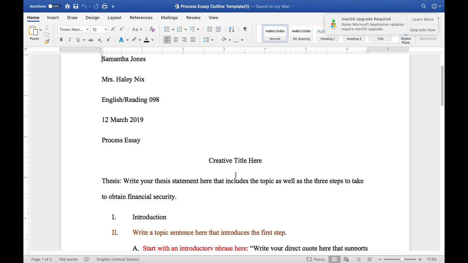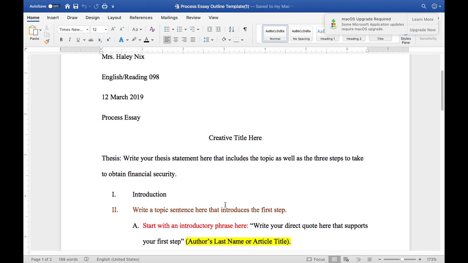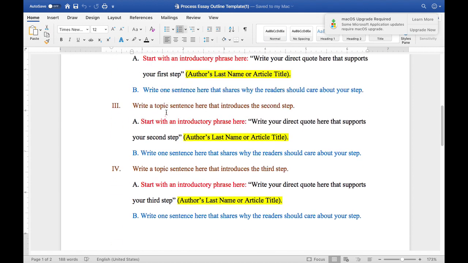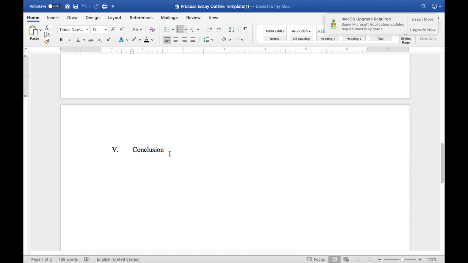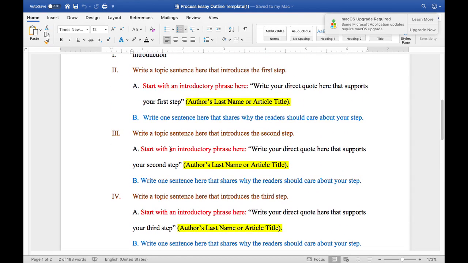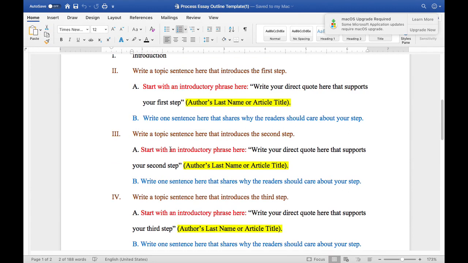On your outline, you will not put anything beside Roman numeral 1 except for the word introduction. That will stay. And on Roman numeral 5, you will not change anything either. You will just leave the word conclusion. So primarily what we're focusing on when we first start this essay is your Roman numeral 2, A and B, Roman numeral 3, A and B, and Roman numeral 4, A and B.